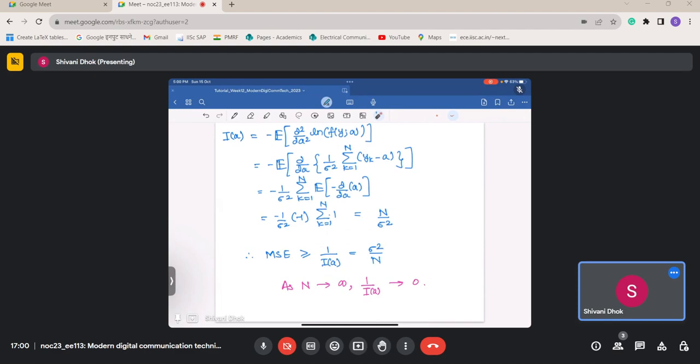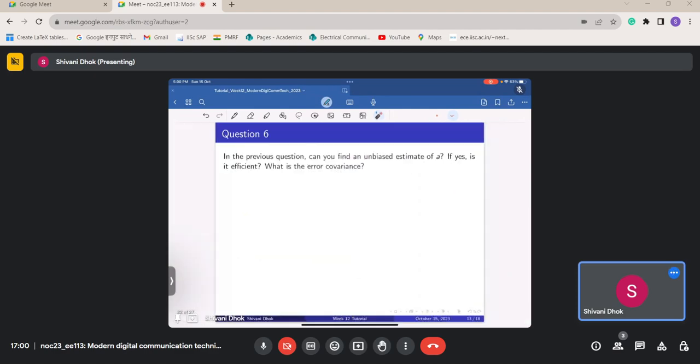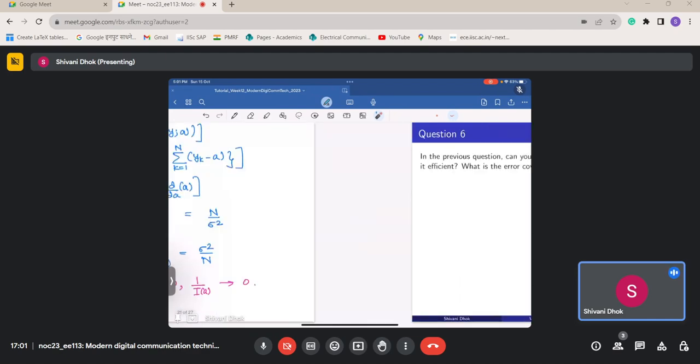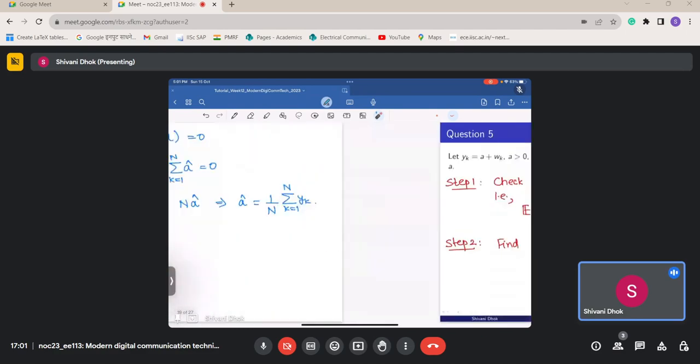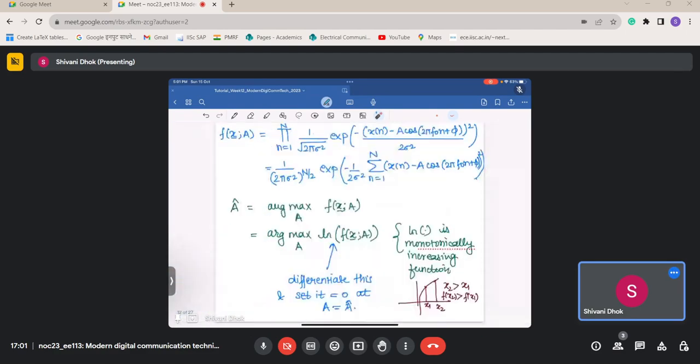Okay, so if there are no questions, then let me go ahead with the next question. So yeah, so what does it say? It says that in the previous question, can you find an unbiased estimate of A? If yes, is it an efficient estimate, and what is its error covariance? Okay, so what we need to do is, in this particular question, we need to find an unbiased estimate of A. So we can make use of this Cramer Rao bound theorem, CRLB theorem.